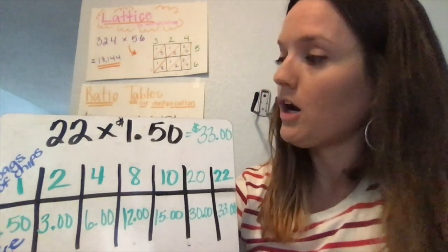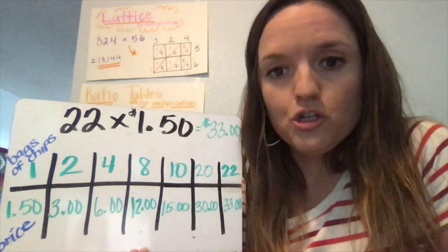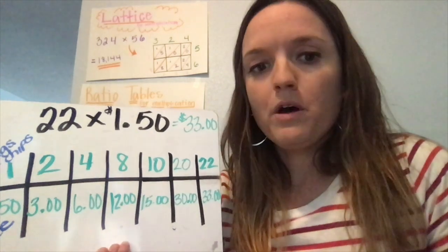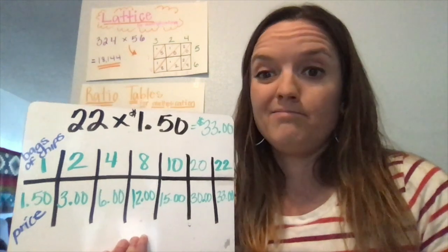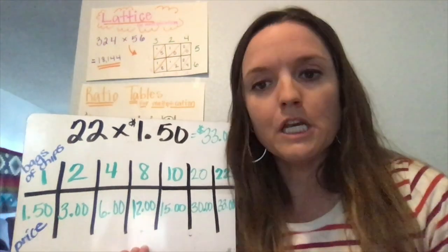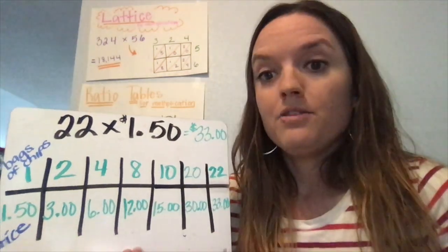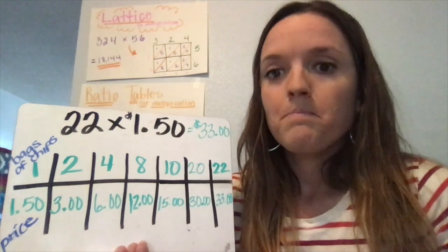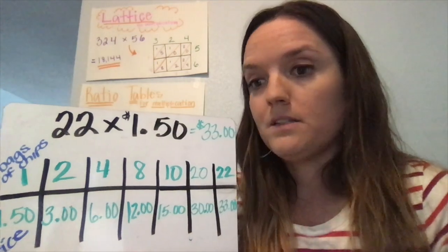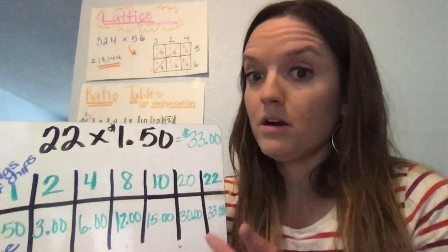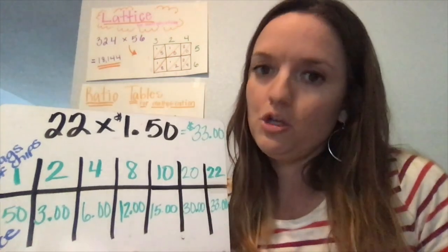Now that we have our answer, 22 bags of chips at $1.50 each would be $33 total. I want to go back and look at our ratio table and really highlight that we didn't do any multiplication, but secretly we did, because repeated addition equals multiplication. Just like when we were doing the lattice strategy, I make it very clear to my students that you have to be neat. Otherwise, if your work is sloppy, it's going to be hard to go back and look at where you can steal that information and use it.